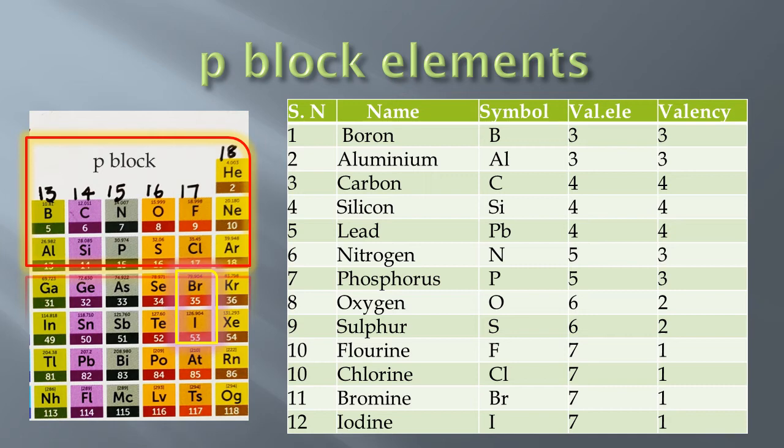Nitrogen, phosphorus, 5 valence electrons, they gain 3 and become stable. Oxygen and sulfur, 6 valence electrons, gain 2 more, become stable. Fluorine, chlorine, bromine, iodine, they have 7 valence electrons, they gain 1 more and become stable. When it comes to helium, neon, argon, krypton, xenon and all, they already have 8 electrons in the outermost orbit. They are stable, they are inert in nature.